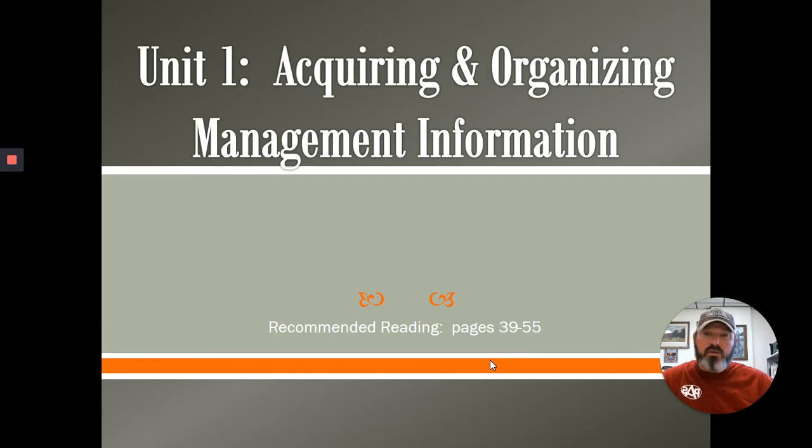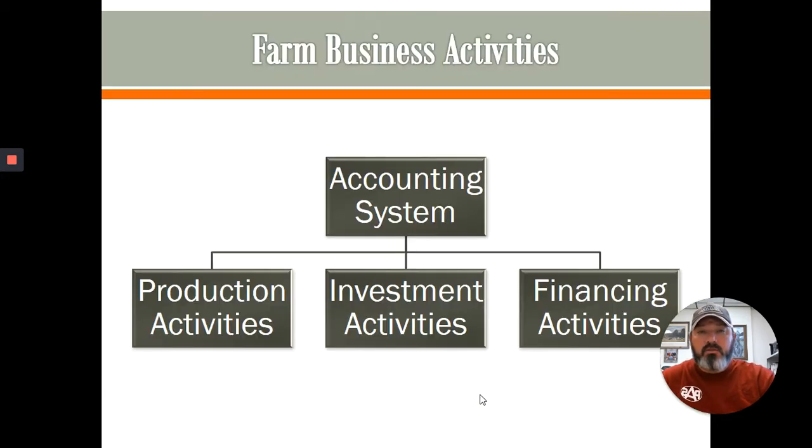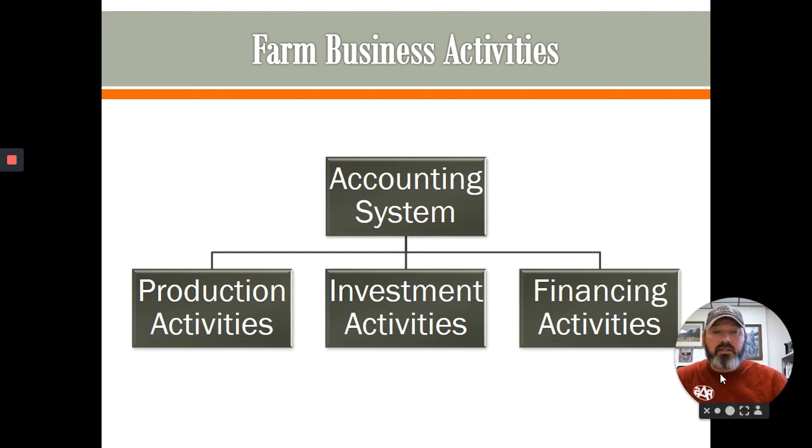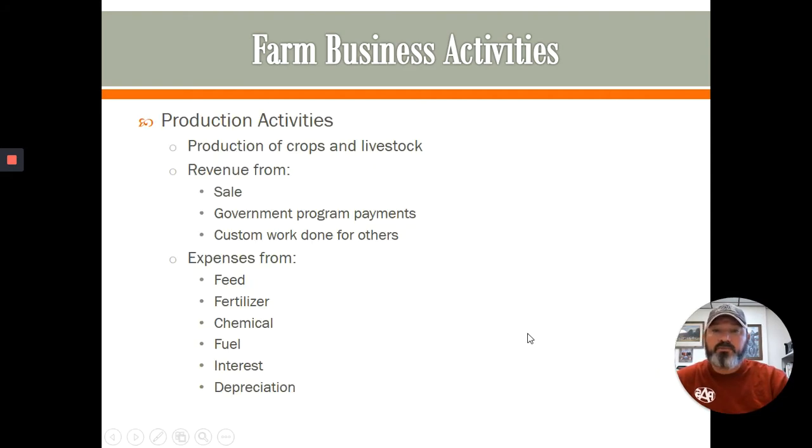Welcome back to segment 2 now of Unit 1, when we talk about acquiring and organizing management information for your home farm business or agricultural business. Let's get to the farm business activities. We can break these farm business activities or agribusiness activities into three sections or three segments in an accounting system: production activities, investment activities, or finally financing activities.